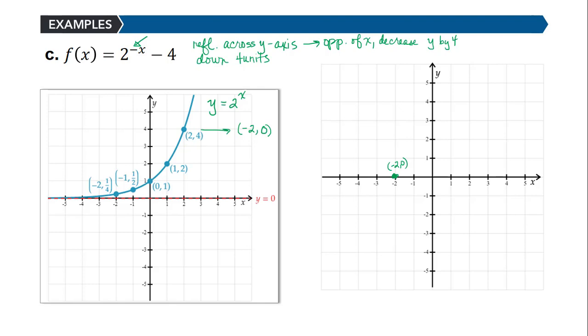(1, 2) will do what? It will flip over to (-1, 2), but then I need to decrease the y value by 4. 2 minus 4 is negative 2. (0, 1) will not reflect anywhere because it's actually on the y-axis, so the opposite of 0 is still 0. But when I take 4 from the y value, 1 minus 4 is negative 3.